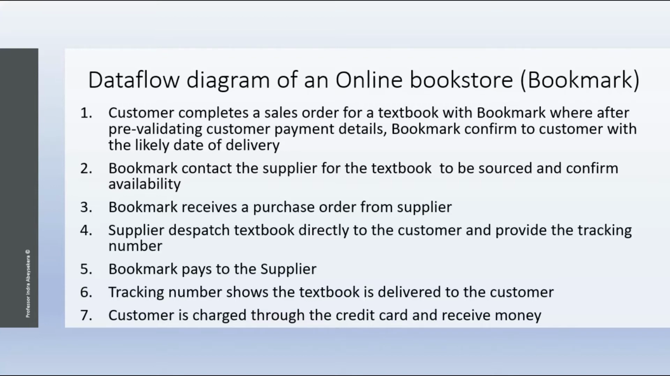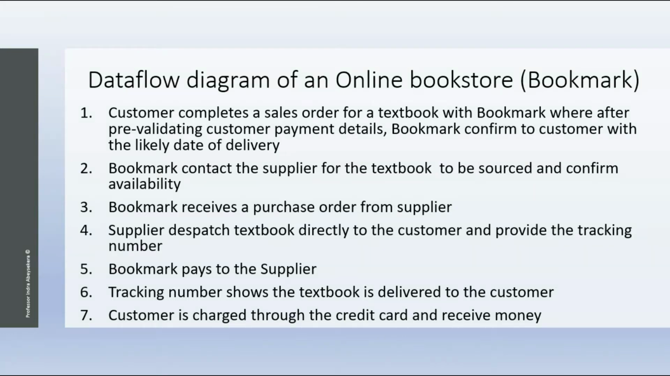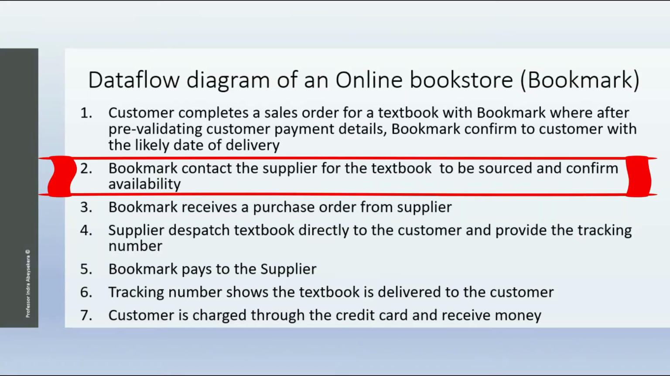The first one is customer completes a sales order for a textbook with Bookmark, where after pre-validating customer payment details, Bookmark confirms to customer with likely date of delivery. Second, Bookmark contacts the supplier for the textbook to be sourced and confirm availability.